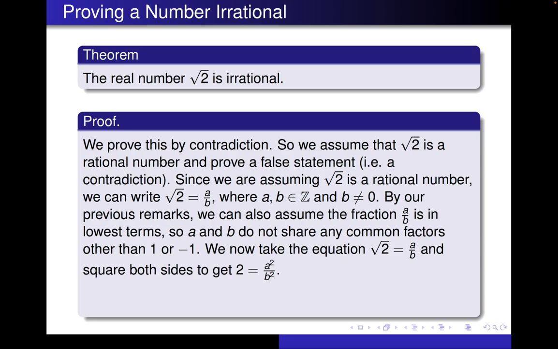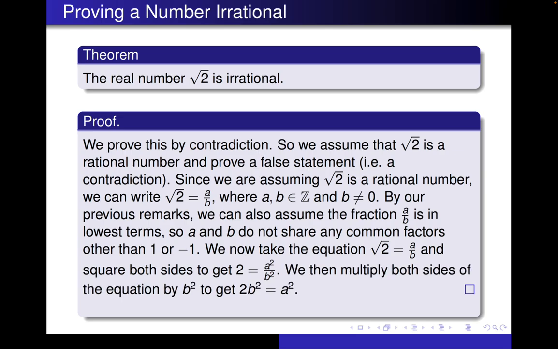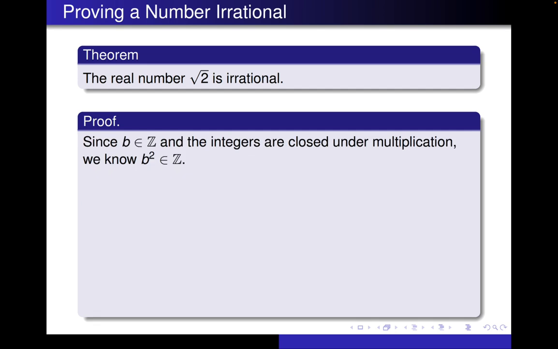All right, so now we're going to square both sides. We take the equation square root of 2 equals a over b and square both sides. We get 2 equals a squared over b squared. Then we multiply both sides of the equation by b squared to get rid of the denominator. We get 2b squared equals a squared. Now, remember, we were making the even number arguments. Since b is an integer and the integers are closed under multiplication, we know b squared is an integer. That means that 2b squared is an even number, and since that's equal to a squared, that means a squared is also an even number.